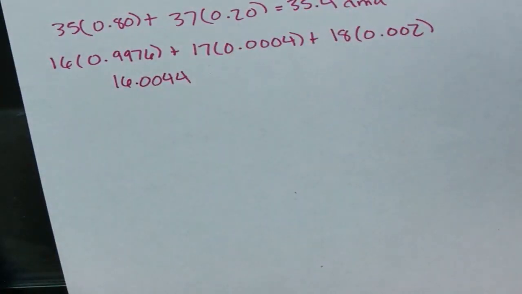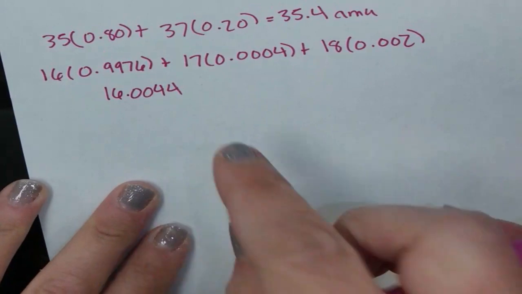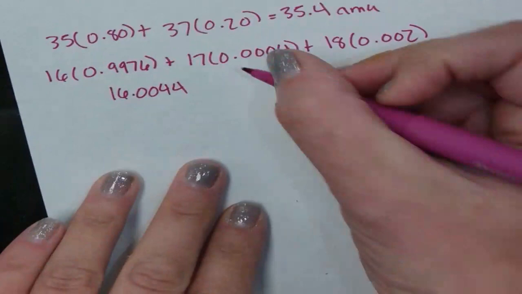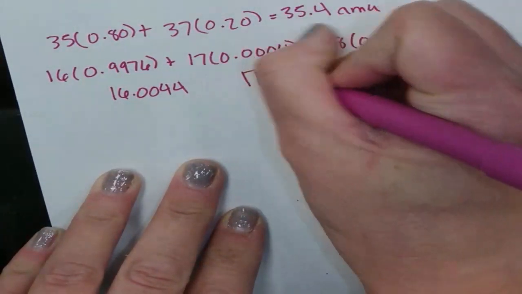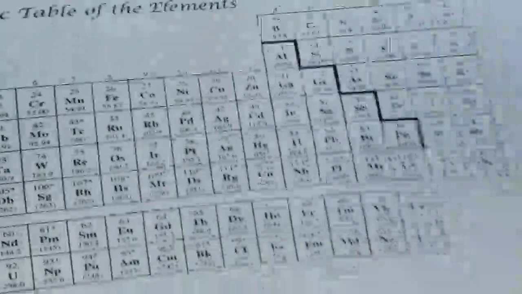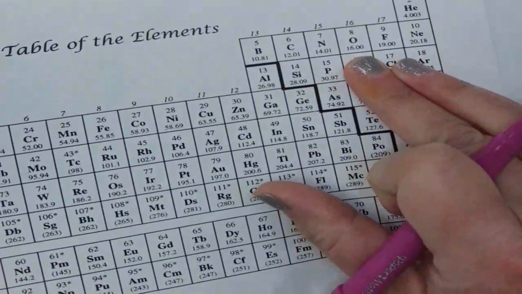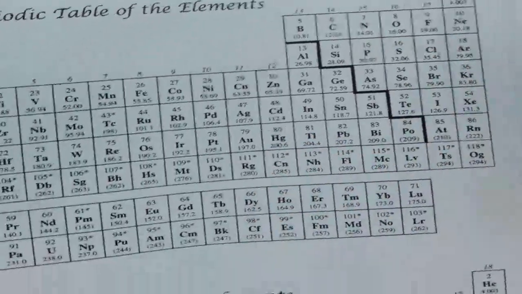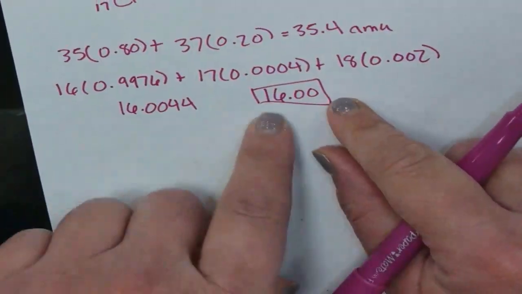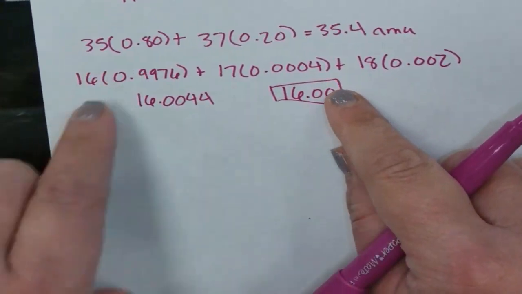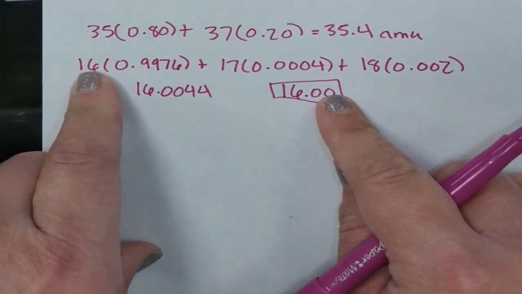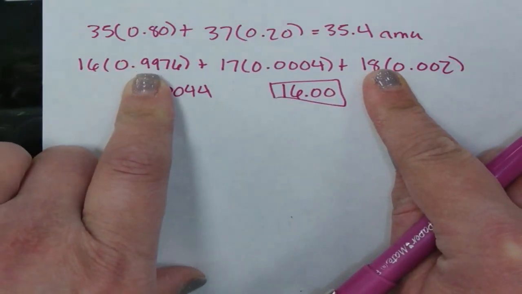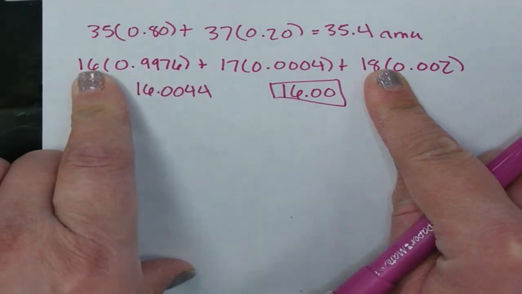Now, when we write our mass numbers, we're going to go out 2 decimal places. So the best way to write oxygen would be 16.00. And if we look at oxygen on our periodic table, we see that it does in fact have a mass of 16. So what does this tell us? This tells us, if we look at our different masses, we have 16, 17, and 18. The overwhelming majority of oxygen has a mass of 16.